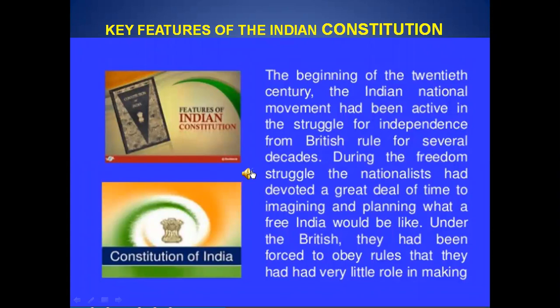By the beginning of the 20th century, the Indian national movement had been active in the struggle for independence from British rule for several decades. During the freedom struggle, the nationalists had devoted a great deal of time to imagining and planning what a free India would be like. Under the British, they had been forced to obey rules that they had very little role in making.